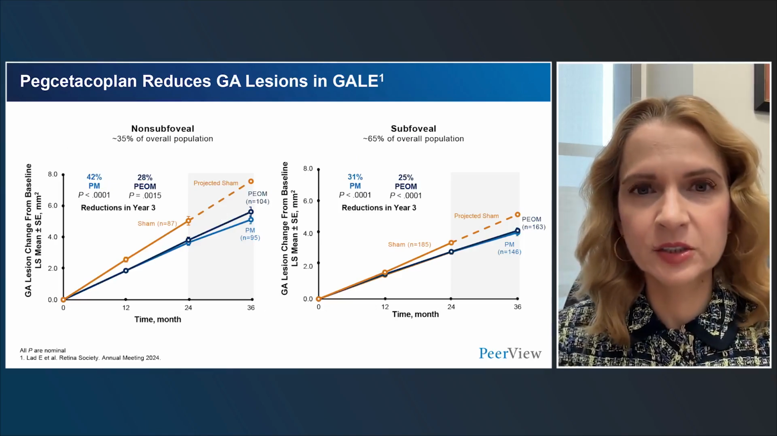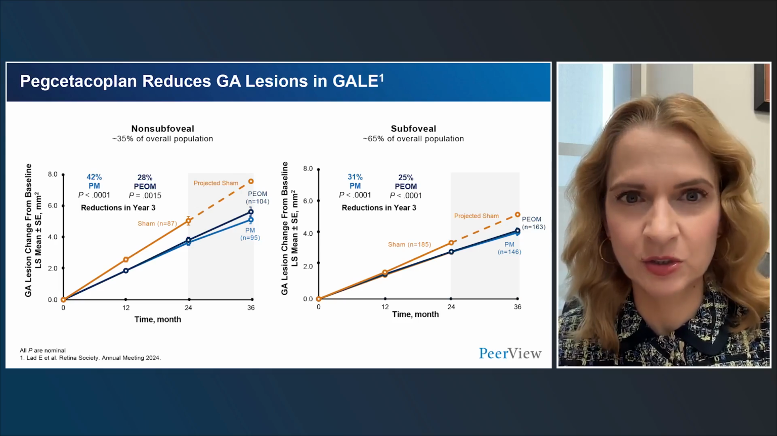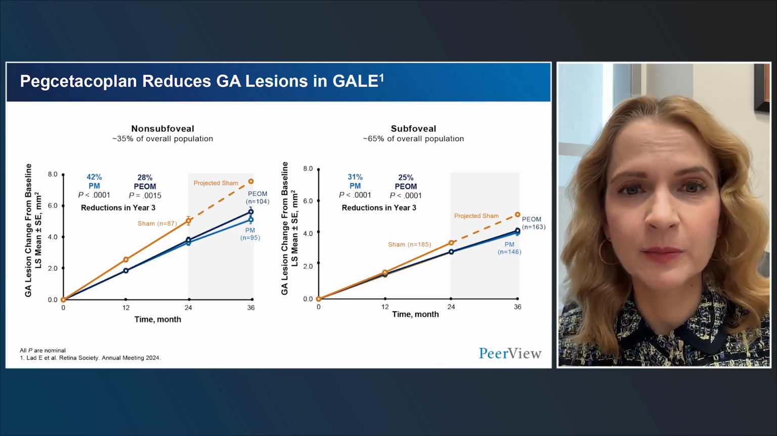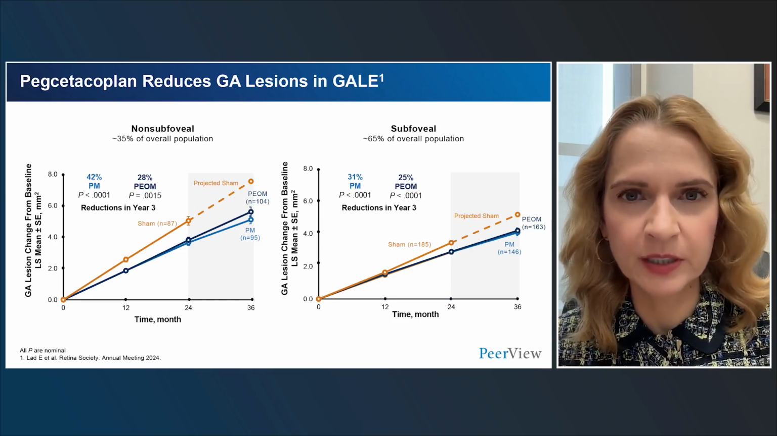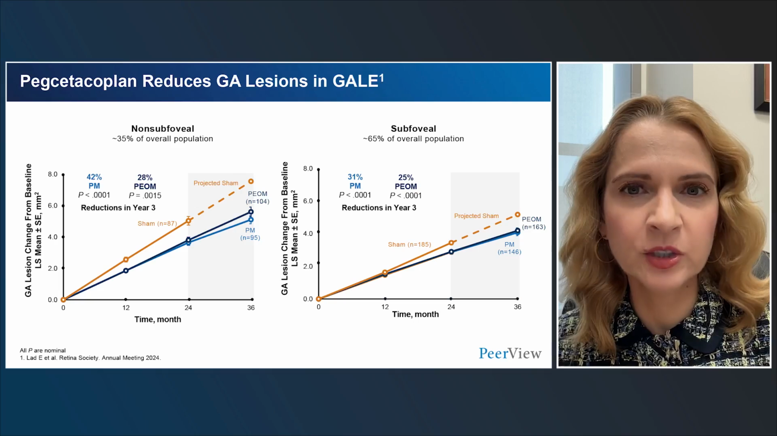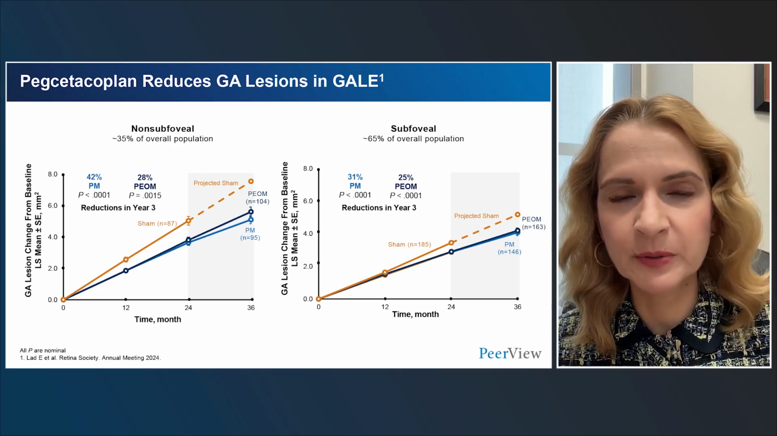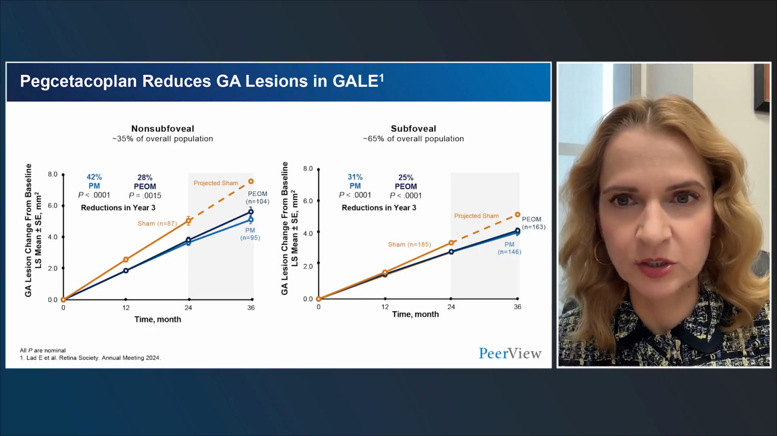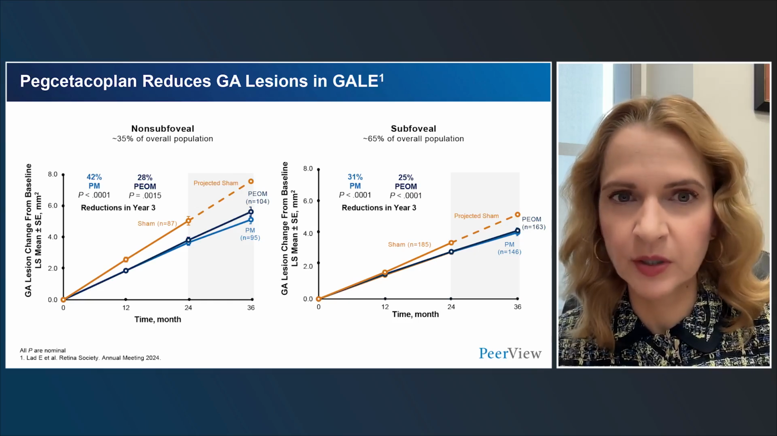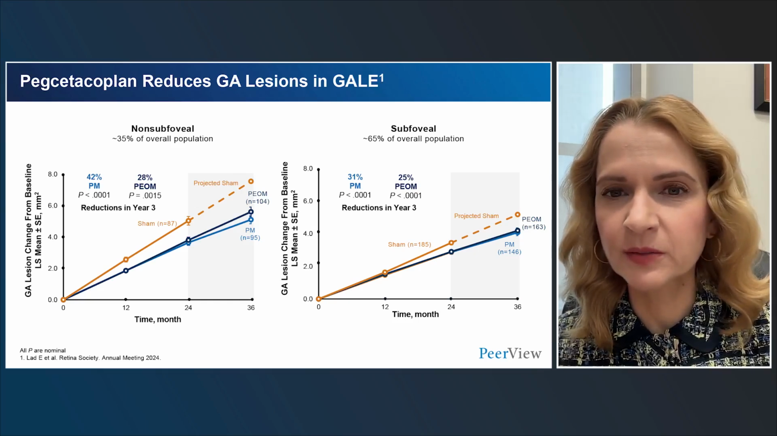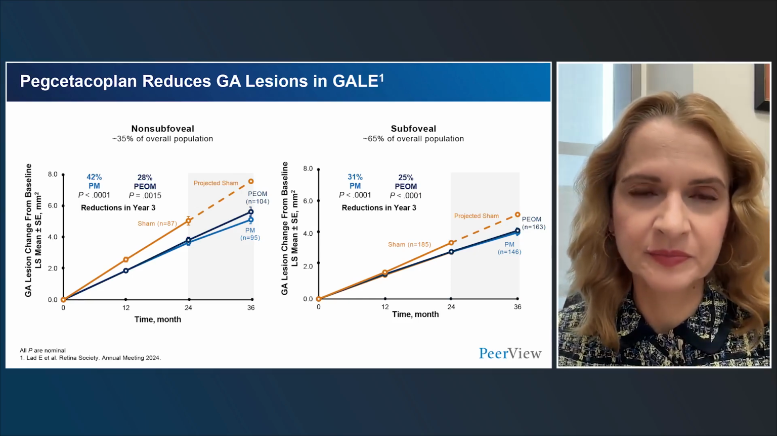In the GALE extension study, pegcetacoplan was shown to further reduce geographic atrophy lesion growth. In the non-subfoveal participants, which amounted to approximately 35% of the overall population, pegcetacoplan reduced GA lesion growth by 42% with monthly administration and 28% with every other month administration. In the subfoveal population, which represented 65% of total, the drug led to a 31% reduction with monthly and 25% reduction with every other month treatment.